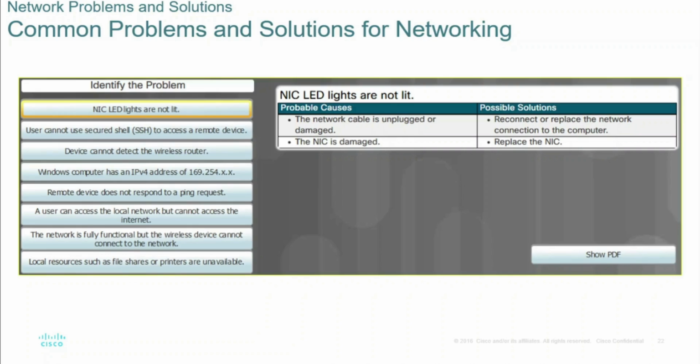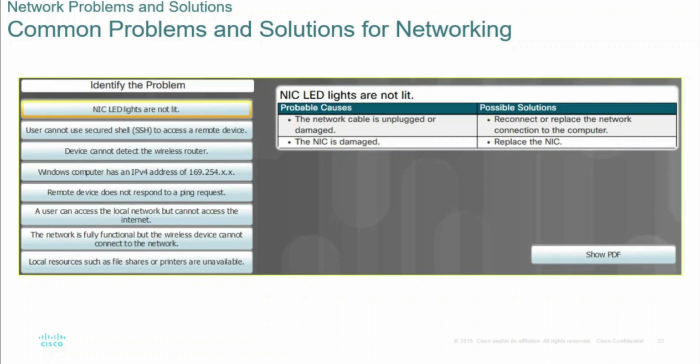The fourth problem: a Windows computer has an IPv4 address of 169.254.x.x, x.x meaning it can be any number between 0 and 255. If the computer has an IP address which starts with 169, it simply means that your computer doesn't have a network and the operating system assigned an IP address to your computer. When an operating system assigns an IP address to your computer, it will always start with 169.